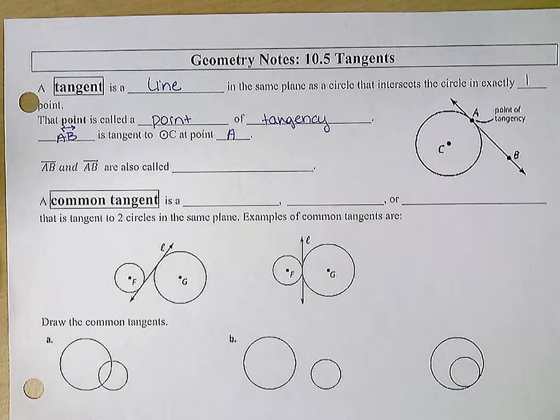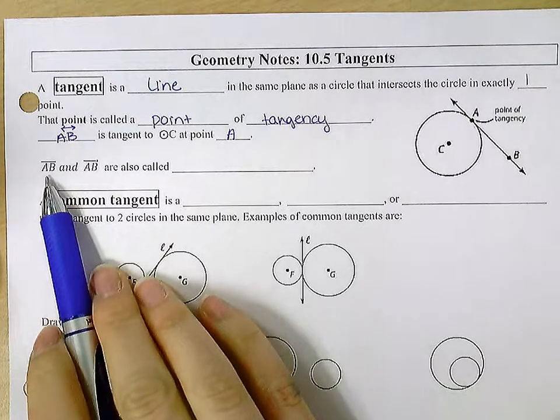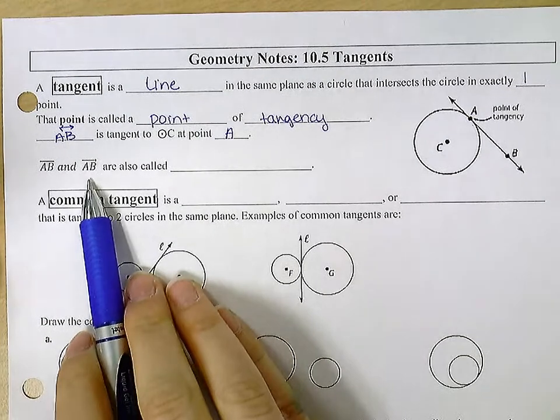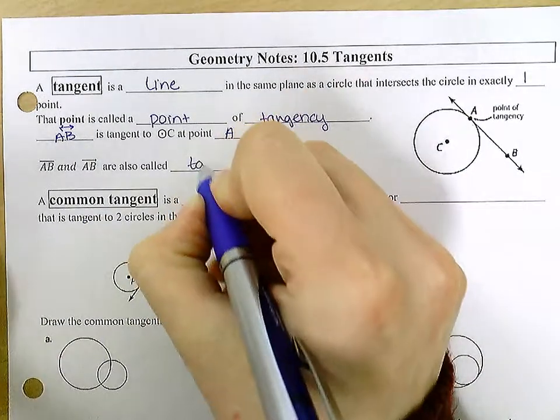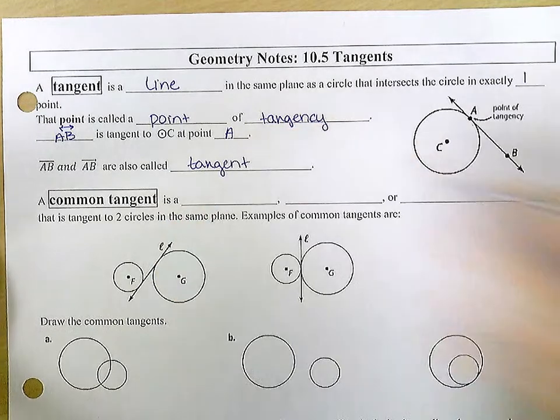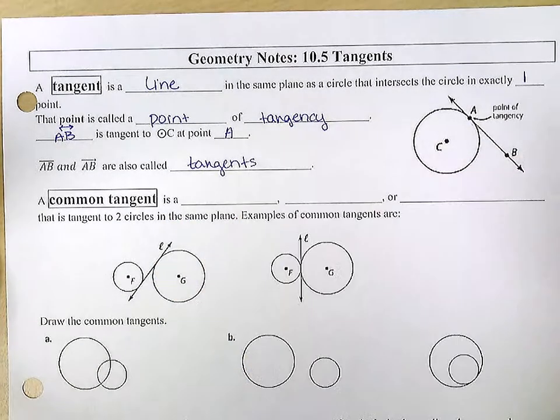Okay, now being a tangent doesn't mean it has to be a line. It could also be segment AB or ray AB in order to be considered a tangent. Okay, so it doesn't have to be a line. A tangent can be a segment or a ray as well.